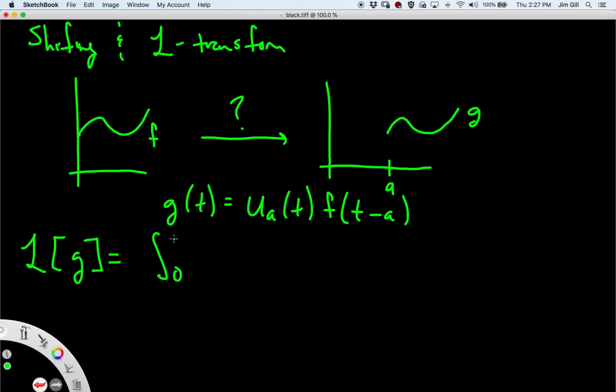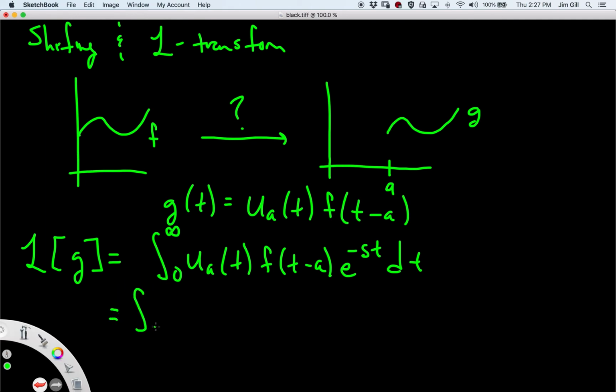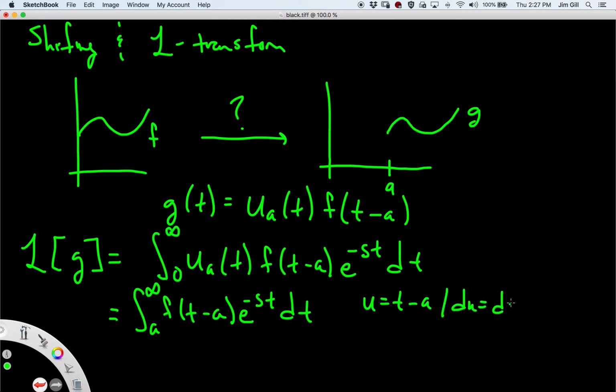Right? Definition of Laplace transform, the integral from 0 to infinity of the function. So I'm copying down what g is here. Now, we have a Heaviside function here, so really we could ignore it and instead start our integration at a. Okay, this doesn't look quite right because we have this thing going on in the t minus a. So let's do a change of variables. Let's let u be t minus a. Then du is equal to dt.